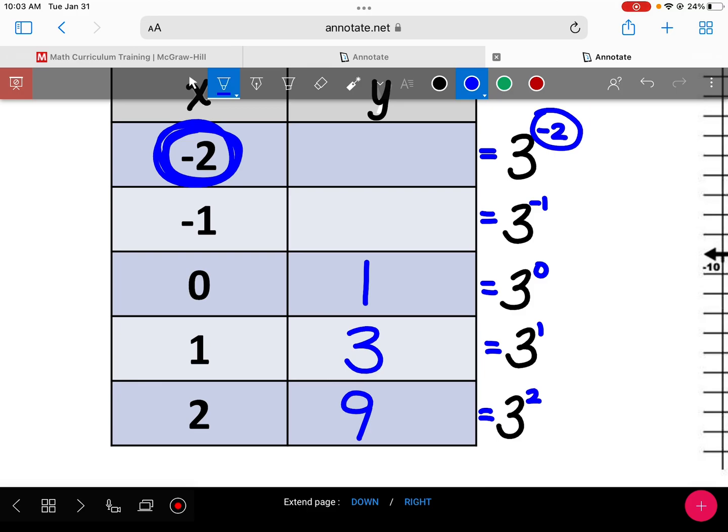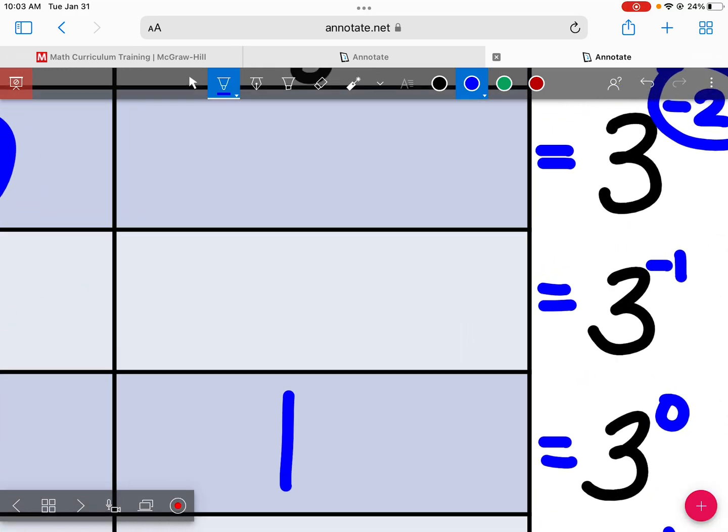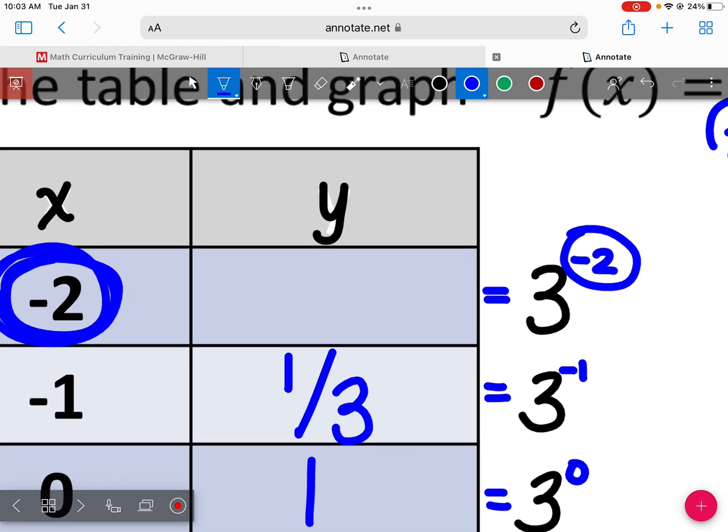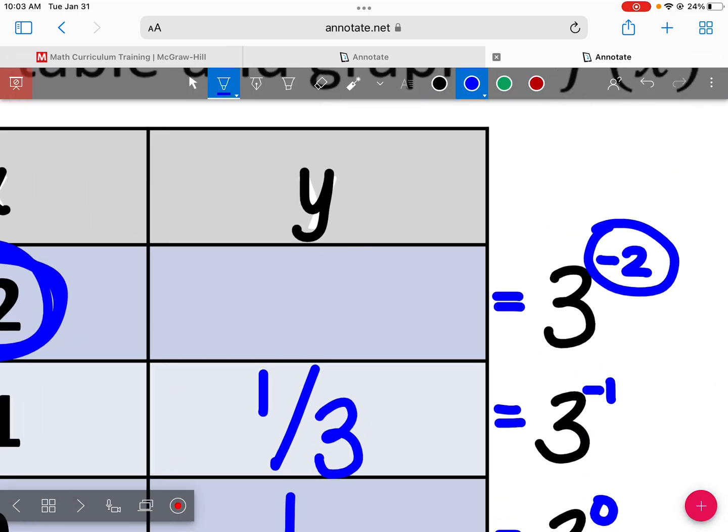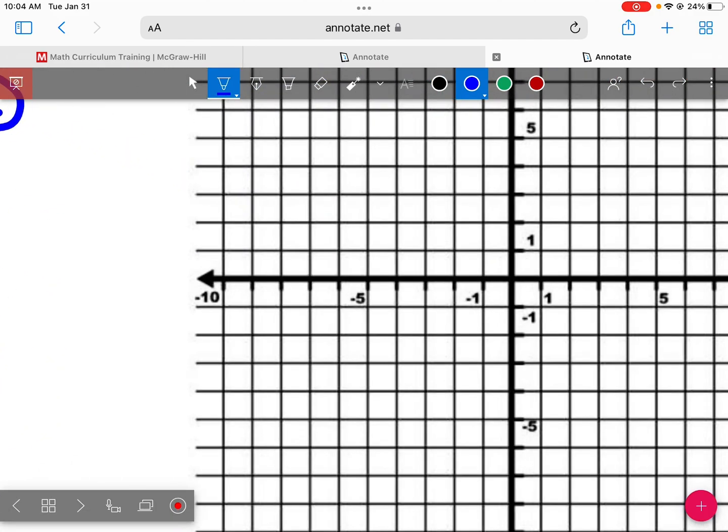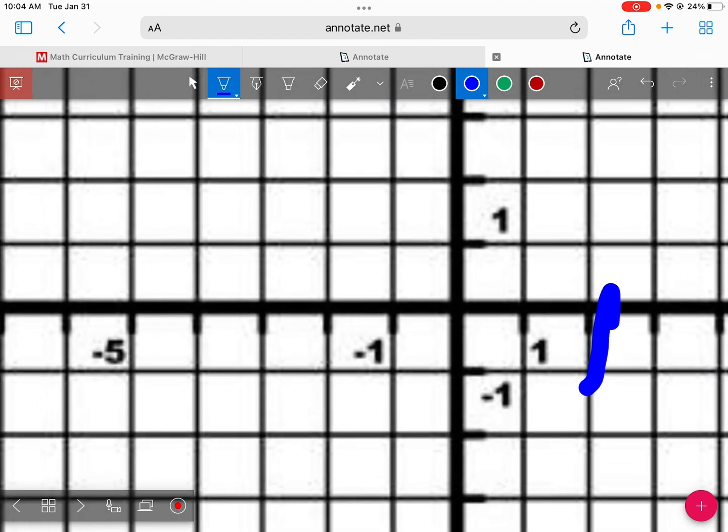What would 3 to the negative 1 be? 1 over 3. 3 to the negative 2? 1 over 9. And then we're going to go and plot those points. Negative 2, 1/9. It's going to be right here. It's going to be very, very close.